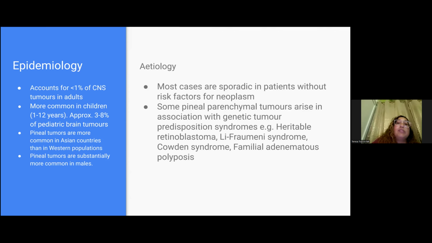Etiology. Most cases are sporadic in patients without risk factors for neoplasms. And some pineal parenchymal tumors arise in association with genetic tumor predisposition syndromes such as hereditary retinoblastoma, familial adenomatous polyposis, or even Cowden syndrome.